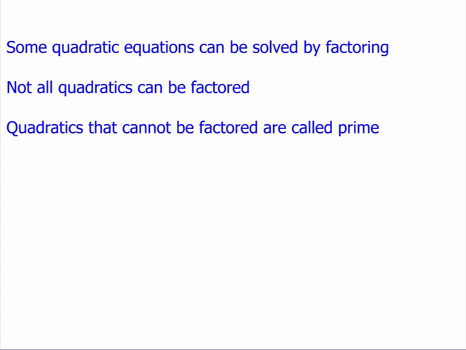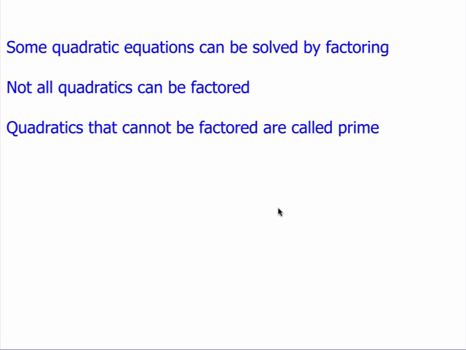So in our unit on polynomials, we discussed how to factor a polynomial. And the reason we did that is because some quadratic equations can be solved by factoring, and we need to know how to factor something in order to do that. Now, not all quadratics can be factored. If you remember back to polynomials, not every polynomial can be factored. So, quadratics that cannot be factored are called prime, similarly to how polynomials that can't be factored are called prime.